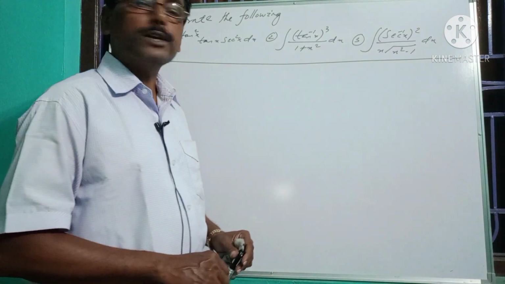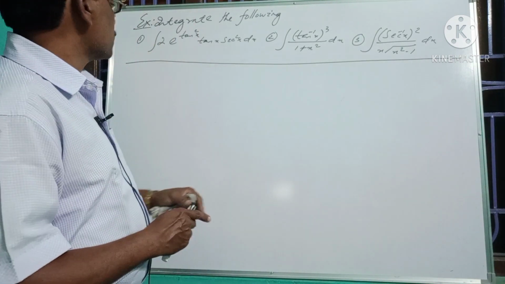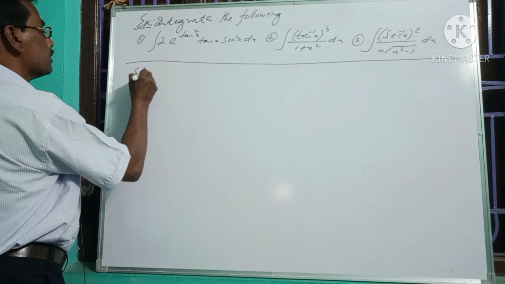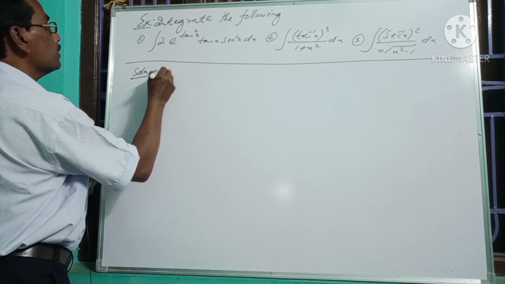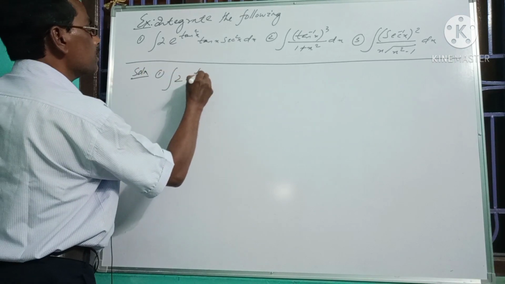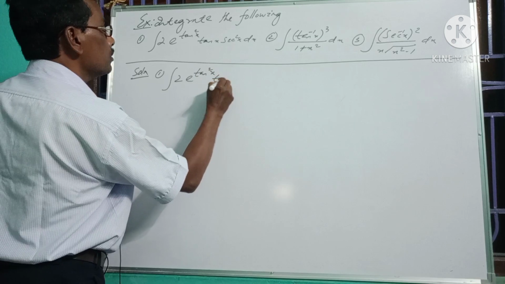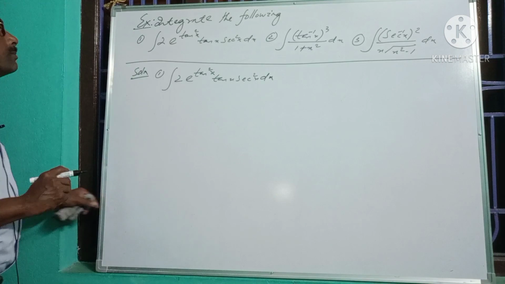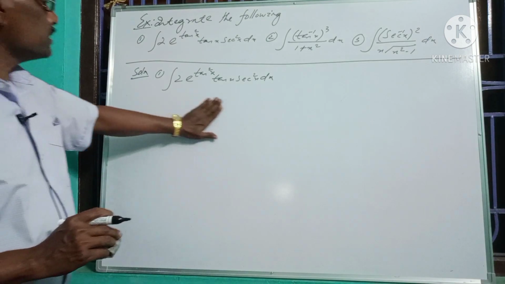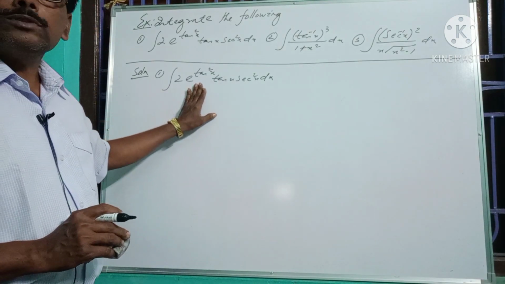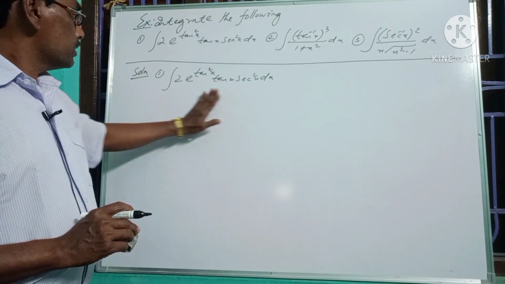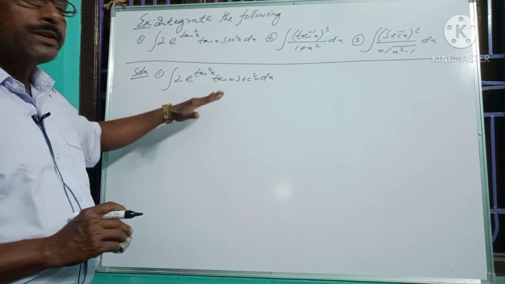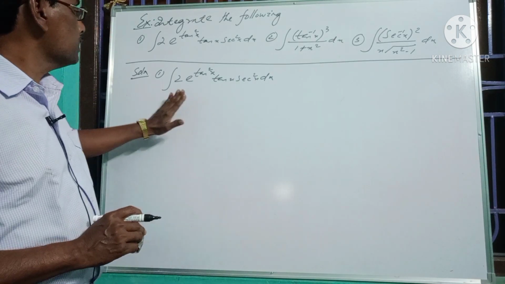Now let us try to solve the following three integrals. Let us consider the solution of the first integral, that is integration of 2 into e to the power tan square x into tan x into sec square x with respect to x. So let us see the problem. Here the integrand contains an exponential function along with some trigonometric functions. So the function is not in the formula form for integration, so let us try to transform it into formula form.